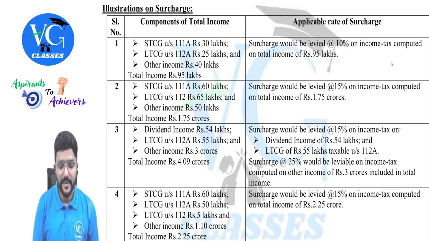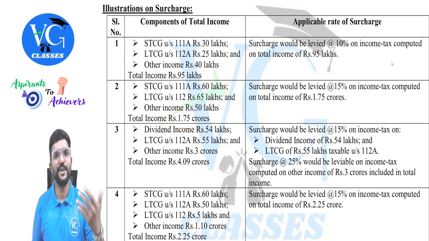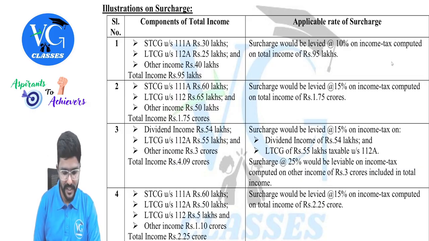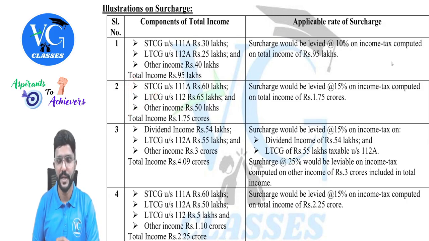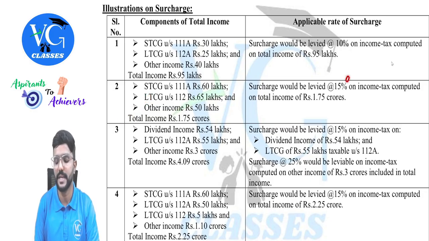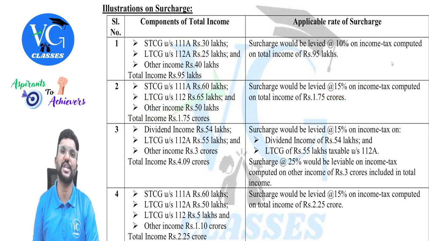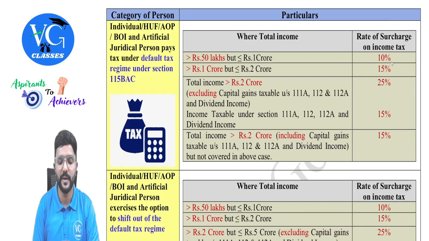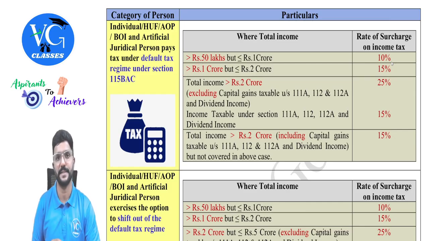Second case. Total income is 1.75 crore. That is more than 1 crore, but up to 2 crore, which includes 2 special income and 1 normal income. So again, same way. First, calculate tax on special income. For that, you add tax on normal income. You will get gross tax. On gross tax, add 15% surcharge. Got it? So this is an illustration for this second case.